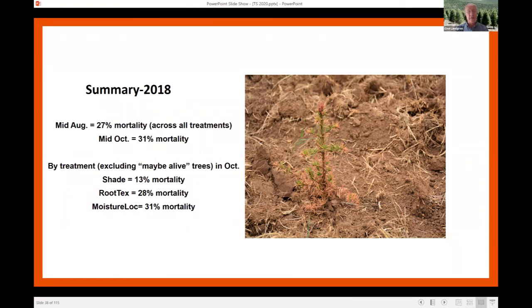Trees with shade had a lot better survival, and these were not watered. We just let nature take its course and got what we got at the end of the summer.